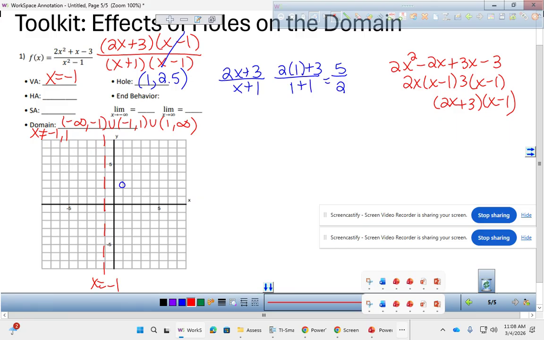It's kind of like horizontal asymptote and slant. Right? If you have a horizontal asymptote, you don't have a slant. If you have a hole, you don't have 2 vertical asymptotes. One's a hole and one's a vertical asymptote.